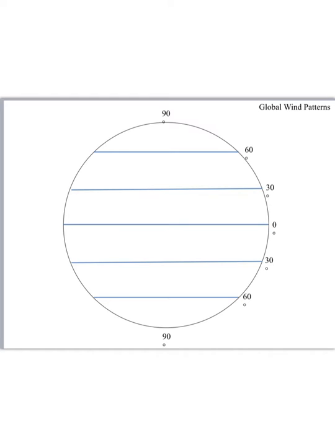Okay, so with your first color, we're going to draw what the air is going to do in the troposphere, which is the bottom layer of the atmosphere. 0 degrees is our equator, so our air is going to rise up at our equator. Once it reaches the top, it's going to get pushed sideways, in this case north or south.